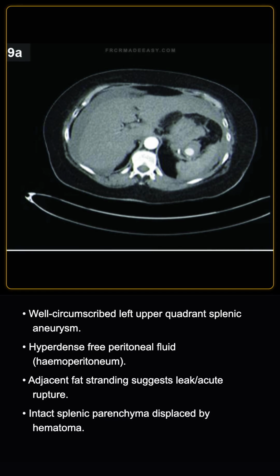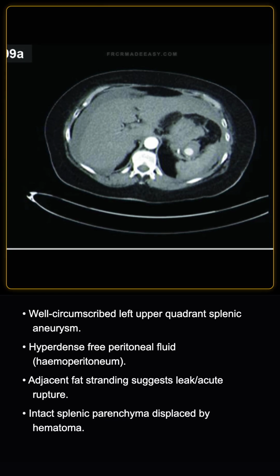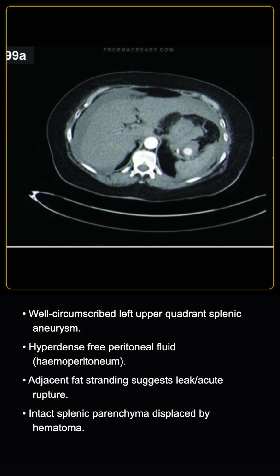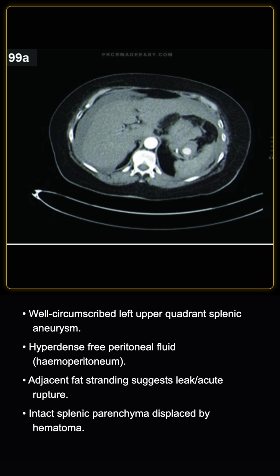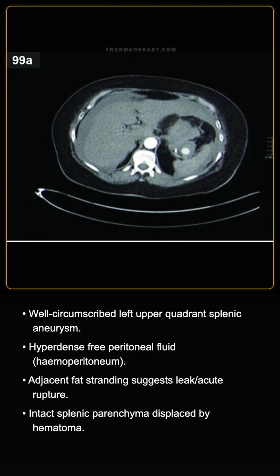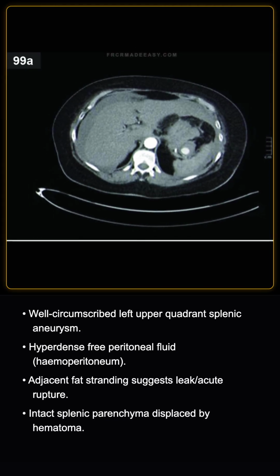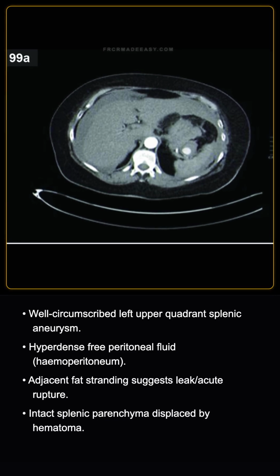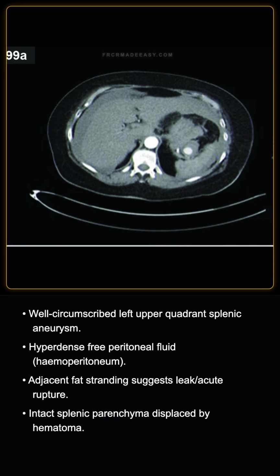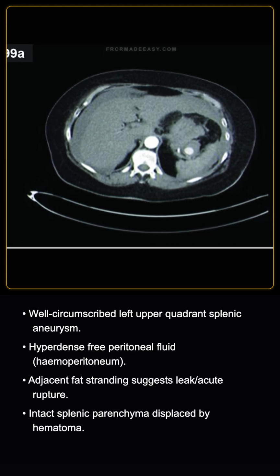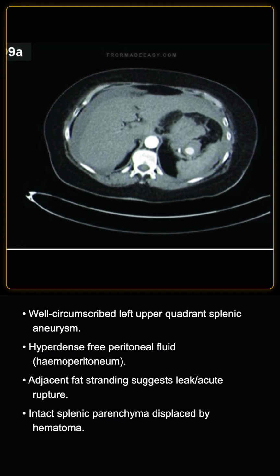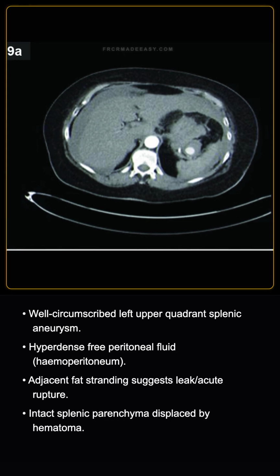Okay. The axial CT angiogram demonstrates a well-circumscribed aneurysm in the left upper quadrant arising from the splenic artery. Slightly hyperdense free fluid is visible within the peritoneal cavity, representing a hemoperitoneum. There is significant surrounding fat stranding adjacent to the aneurysm, indicating leak or acute rupture. The spleen itself appears intact but displaced by the hematoma.